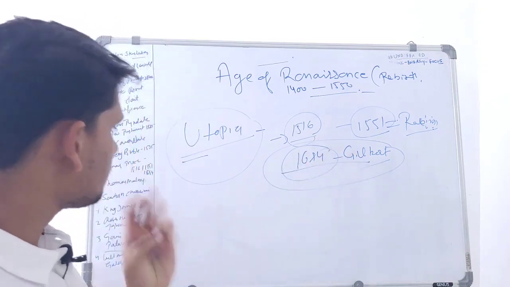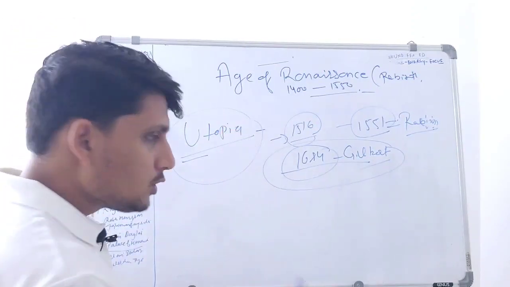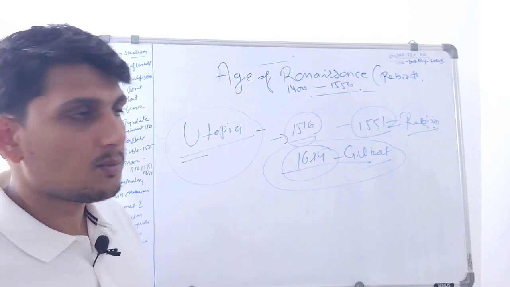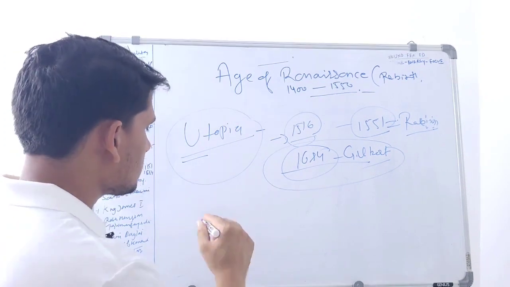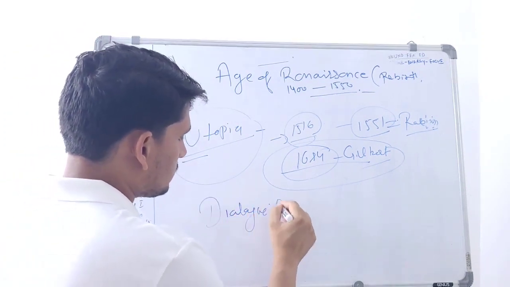Okay, so another thing about Utopia is that there are a few facts you have to remember from an exam perspective: this book is divided into 2 parts. The first part is the dialogue of council.